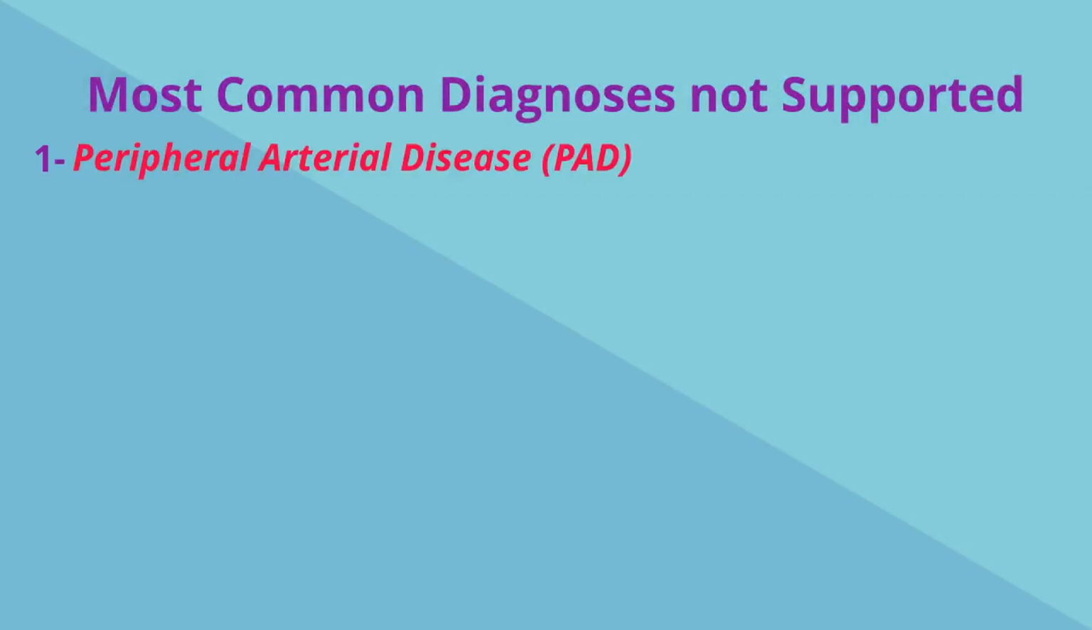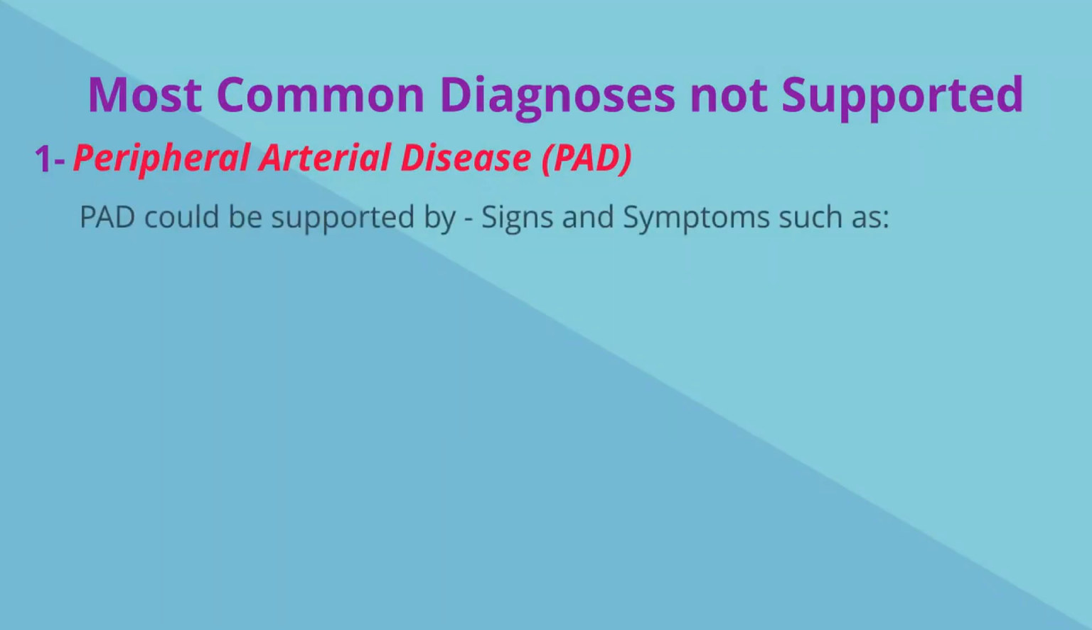Peripheral arterial disease. There are different ways to support peripheral arterial disease in the provider's documentation. It will depend on whether the patient is symptomatic or asymptomatic. Documenting the clinical manifestations or clinical indicators is a fundamental element to support this condition when the patient is symptomatic.